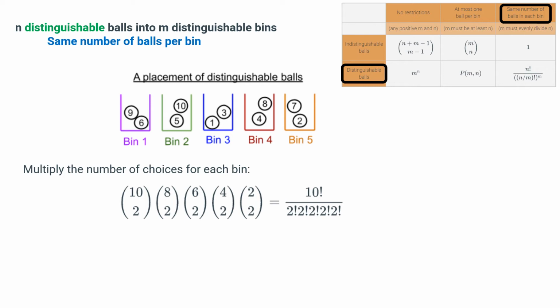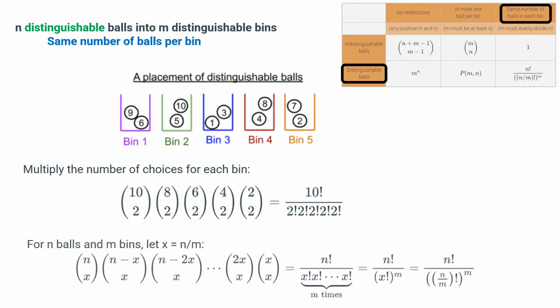So 10 factorial comes from the 10 being the n number of balls, and the 2 down below was how many balls in a bin, and what was that? That was n divided by m. That told us how many balls in each bin, and that was 2 in this case. And how many times do we have 2 factorial? Here we have it 5 times, and that correlates to the number of bins we had.